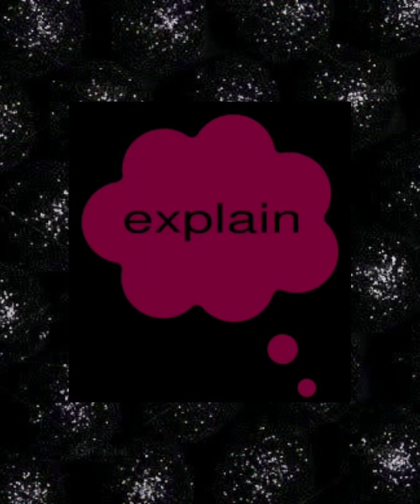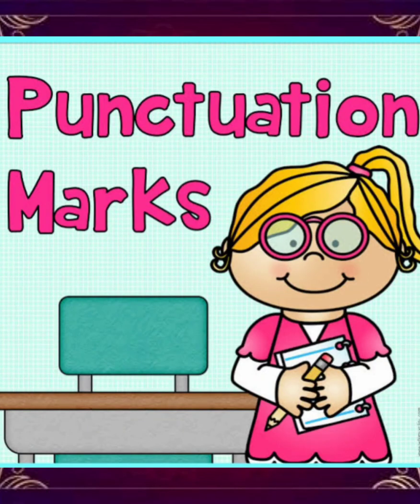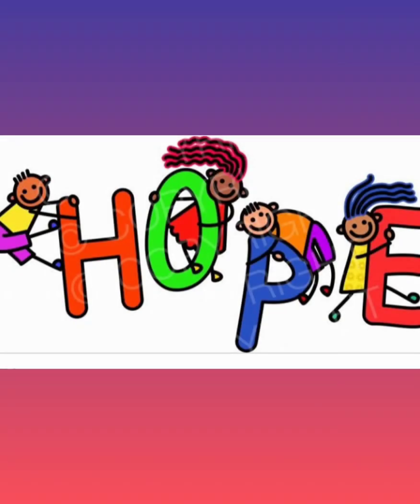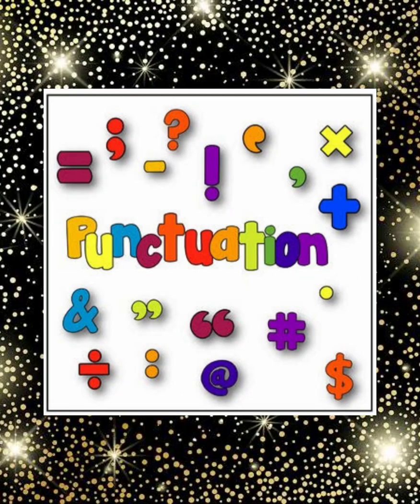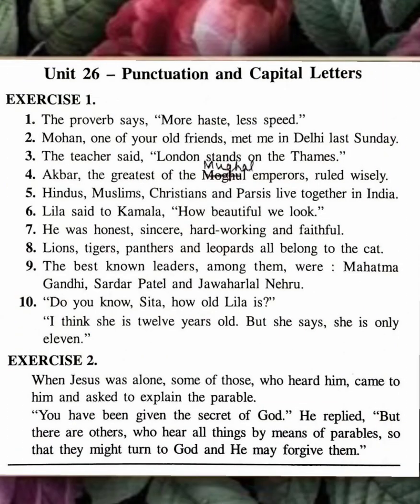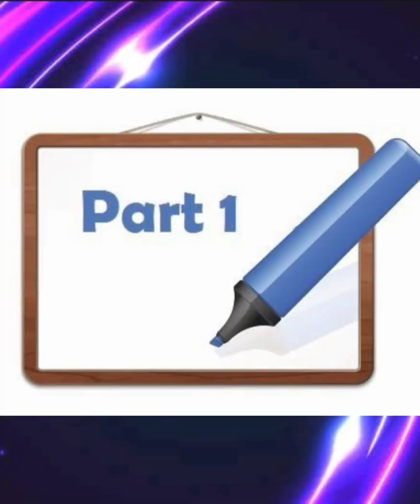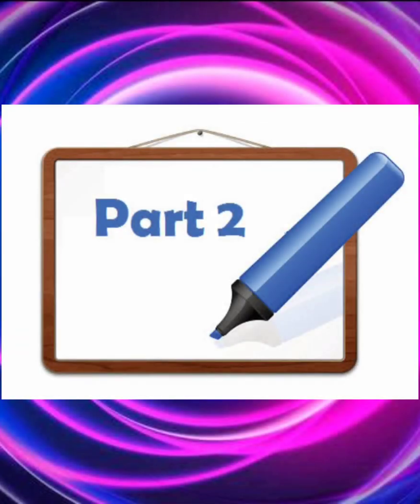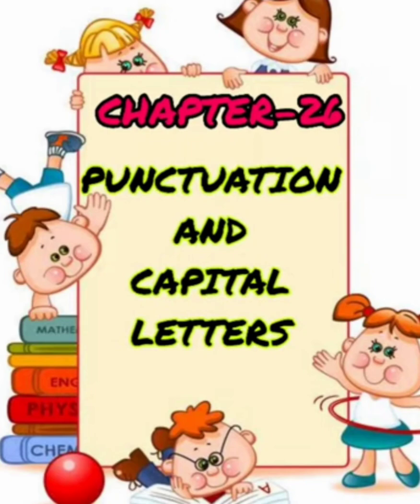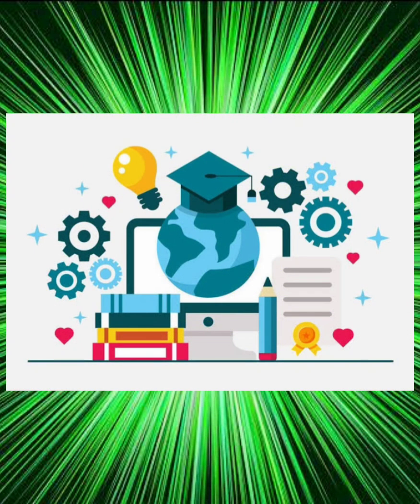So this was the explanation of all the punctuation marks. Hope my dear students have all understood where to use these punctuation marks. Now you can see this is the solution of exercise number 1. You have no space in your English grammar textbook, so paste a page and write the answers of exercise number 1 and 2. My dear students, watch both part 1 and part 2 videos of chapter number 26, punctuation and capital letters, to understand the concept.